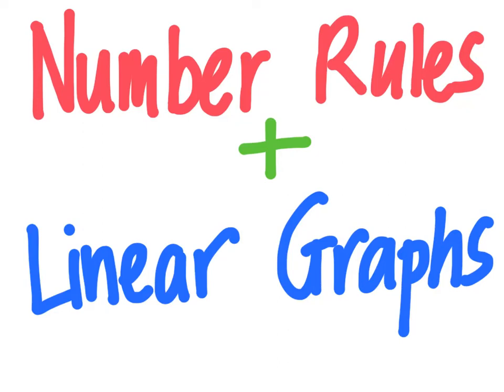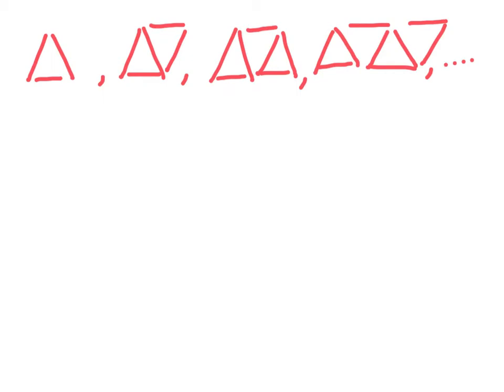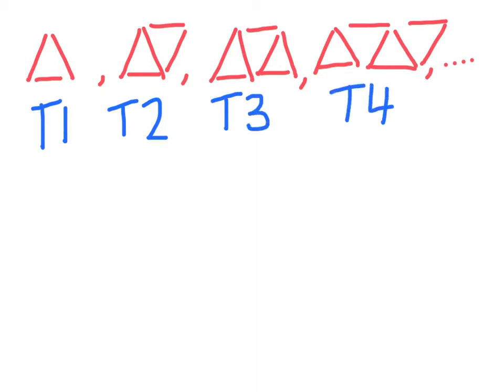Looking at number rules and linear graphs. So we can imagine I made this pattern here using matchsticks, and each time there's a new step in the pattern, another triangle is added. So in the first triangle, there are 3 matchsticks. Now I'm going to call the first triangle term 1. And then when there's a triangle added, I'm going to call that term 2, term 3, term 4, and this pattern actually could keep going indefinitely.